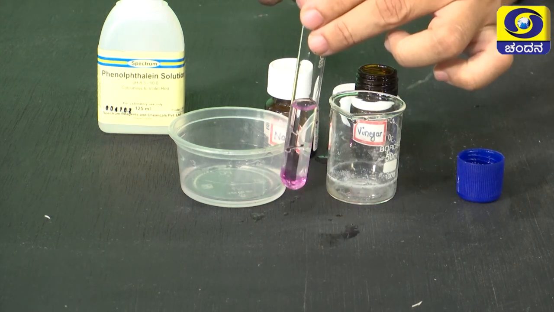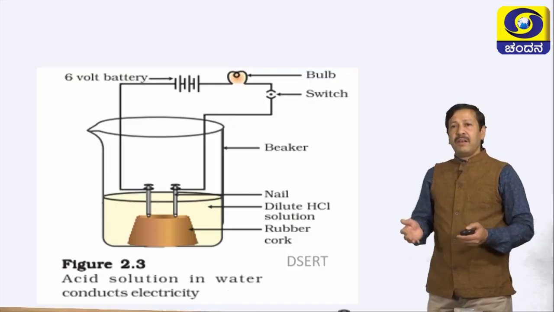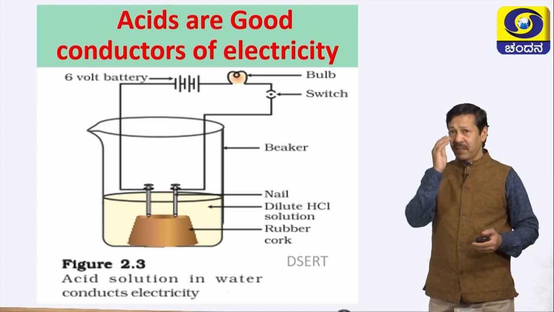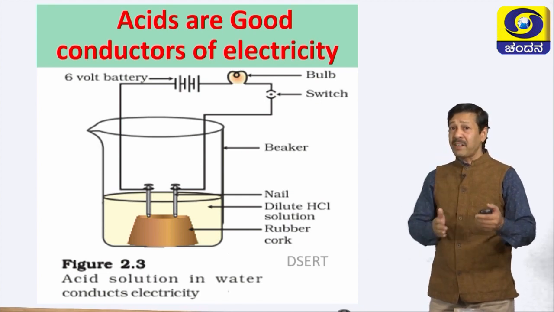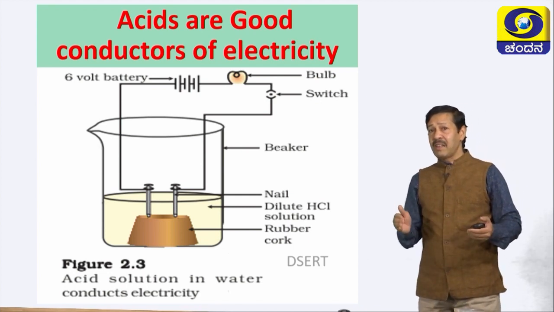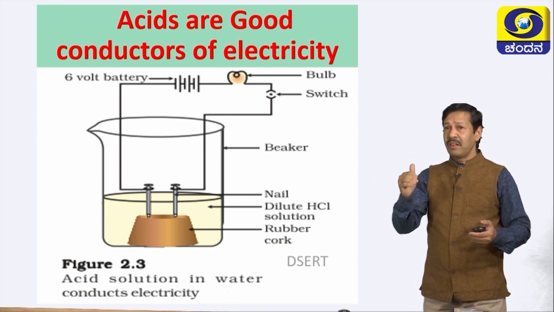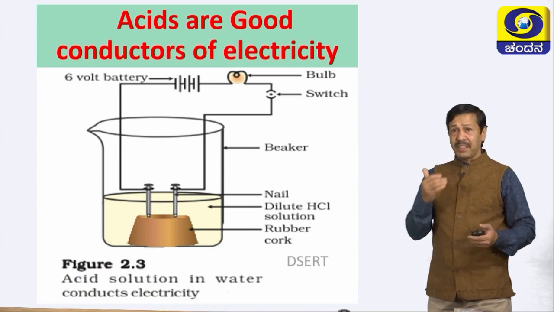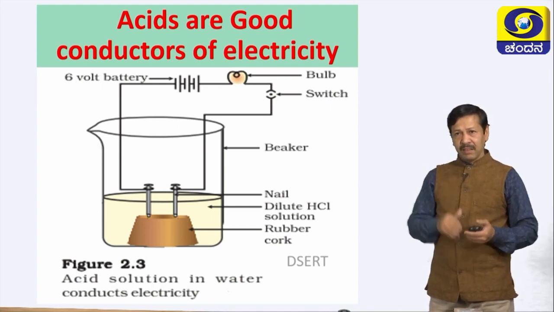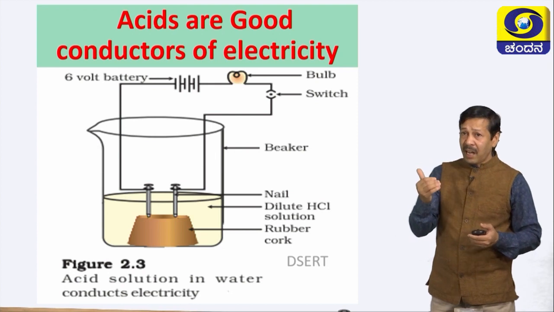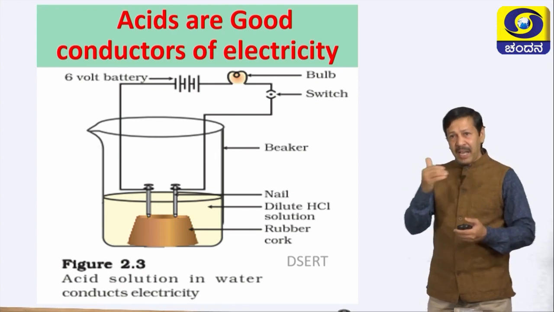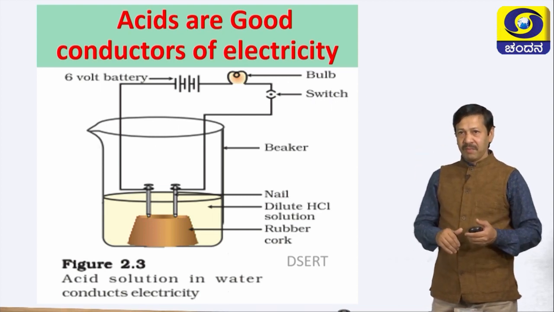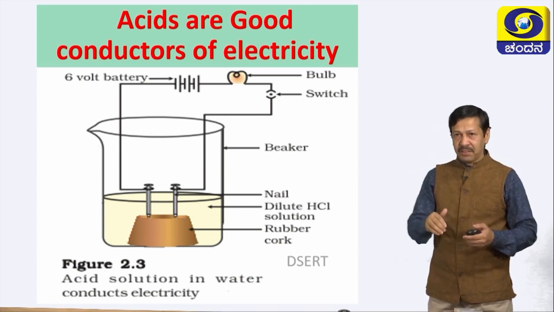This is the neutralization reaction. Here you are seeing a very important diagram. This is there for your examination, so I think you have practiced several times. That is, acid solutions in water conduct electricity. If I take HCl, what is the observation? If I replace HCl with acetic acid, what is the difference? You have to think and you have to answer.